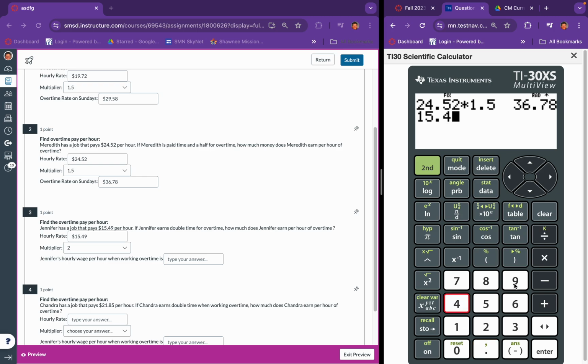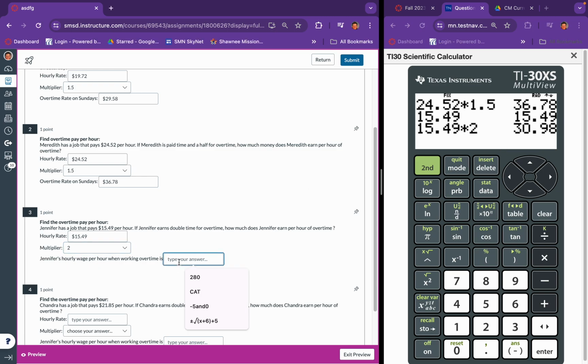So $15.49 is, oh, I forgot to double it, $15.49 times 2. So if she works double time, for that hour she works double time, she gets $30.98. Make sure you put your decimal in your problem, $30.98. So every hour of overtime this person works, they would earn $30.98.